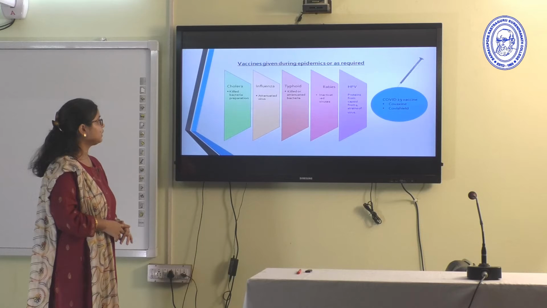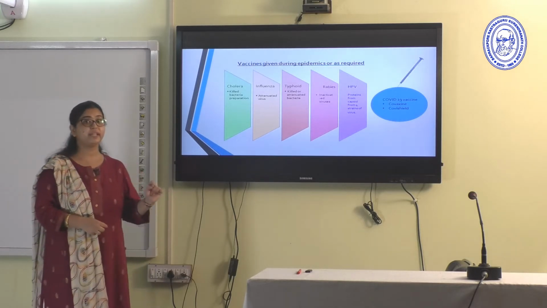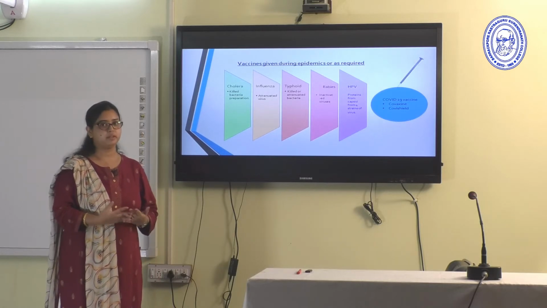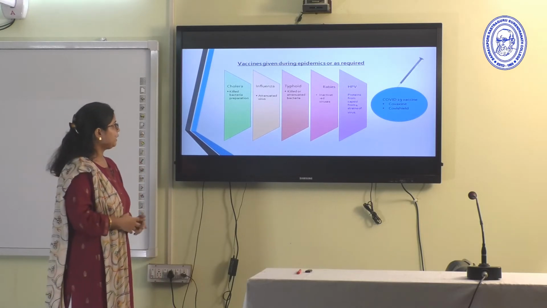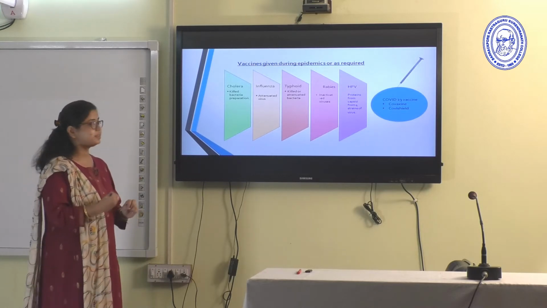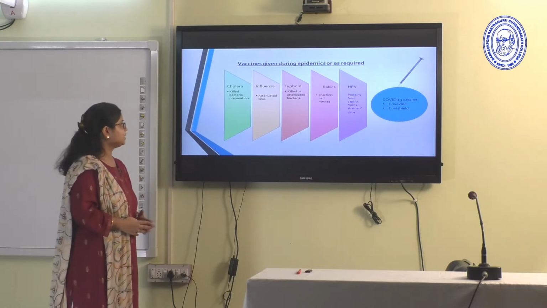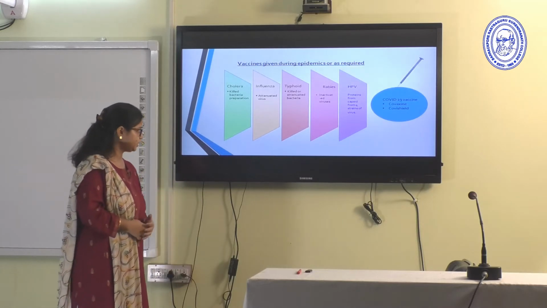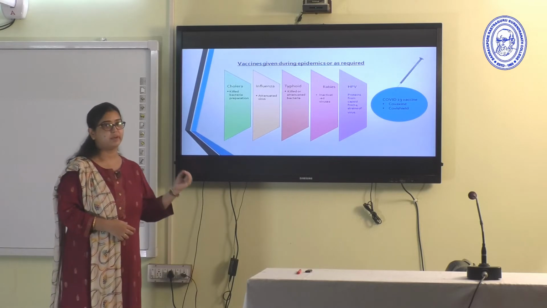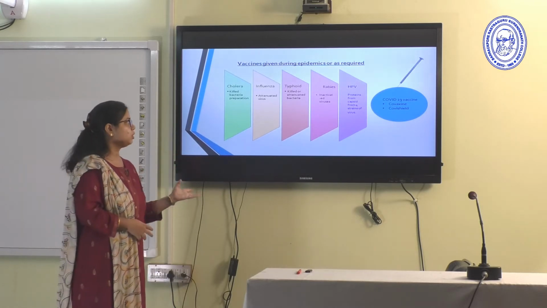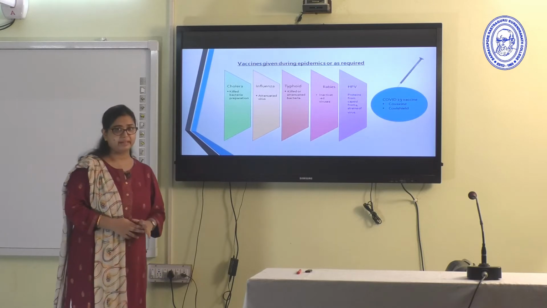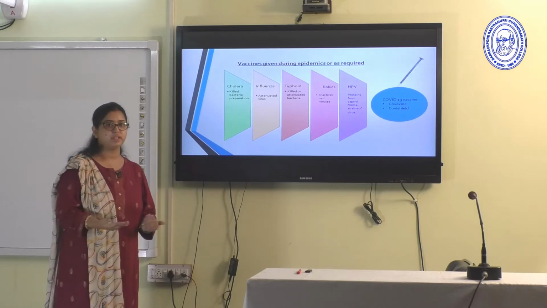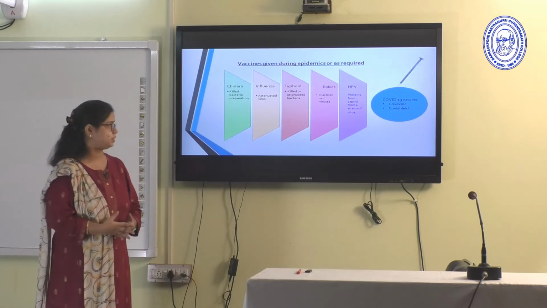There are some vaccines that are given during an epidemic only or when required, not on an everyday basis. So during an epidemic or as required, doctors administer cholera, influenza, typhoid, rabies virus vaccine, and HPV, that is human papilloma virus, and as we have all gone through this stage, the COVID-19 vaccine. So these vaccines are given when required or as the situation arises, like in an epidemic or pandemic situation.